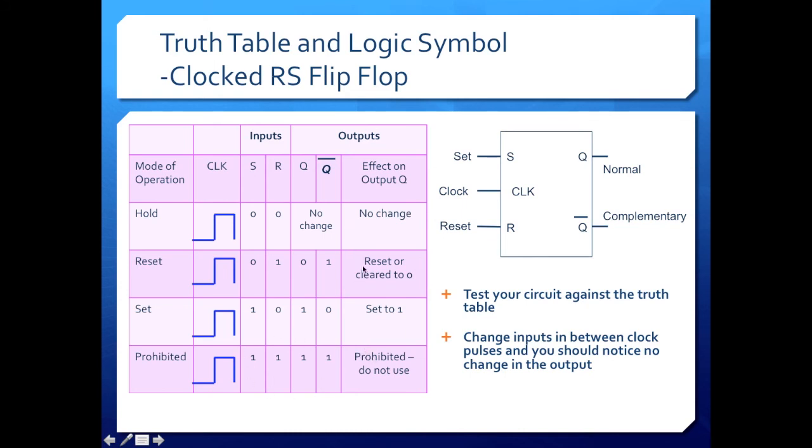Specifically, I want you to focus on the bullet here to the right, which is to change your inputs in between the clock pulses. So go from a set state to a reset state in between the clock pulses, and you should notice there should be no change until that clock pulse occurs. And that's how you know that you built it correctly.